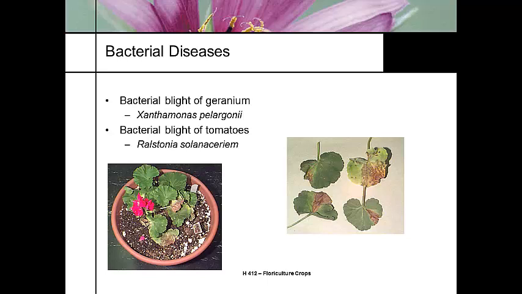Xanthomonas pelargonii and Ralstonia are both soil-borne bacteria that get into the vascular system and cause a wilt. The only way you can control this is through pasteurization of your media. And if it gets into your ground beds outside, you have to cycle out of geraniums for about 3 years.